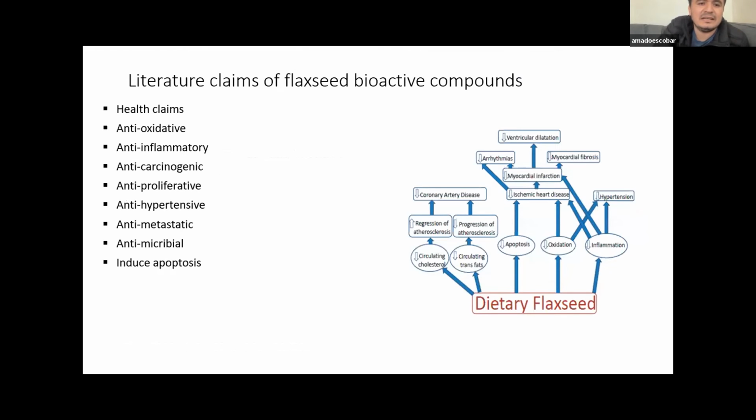So here we can see what the literature claims on the flaxseed biocompounds. It claims to have all these benefits, as I mentioned earlier: anti-oxidative, anti-inflammatory, anti-carcinogenic, and anti-proliferative properties, anti-hypertensive, anti-metastatic, antimicrobial, and induces apoptosis in cells. And then we can move to the next one.